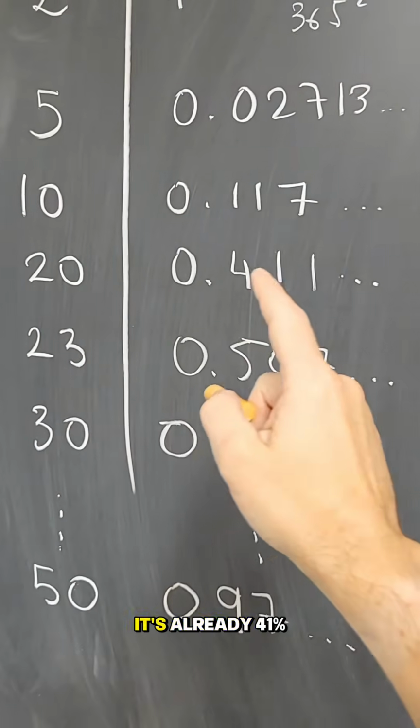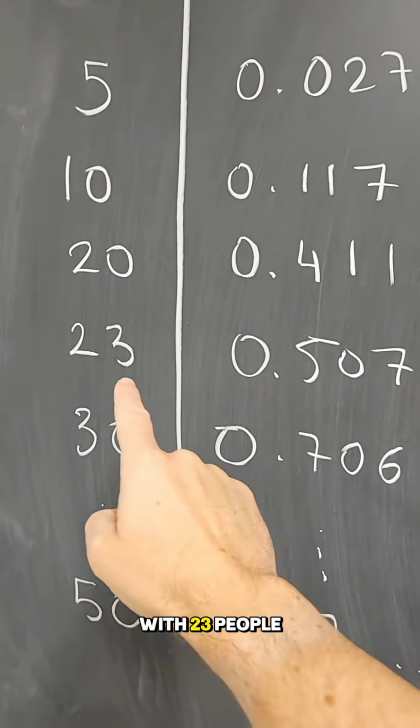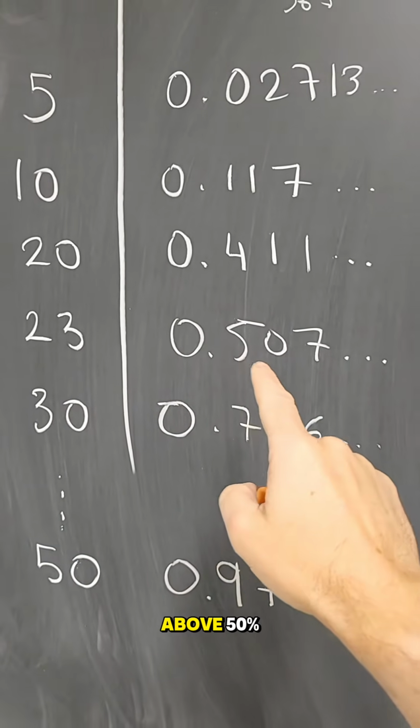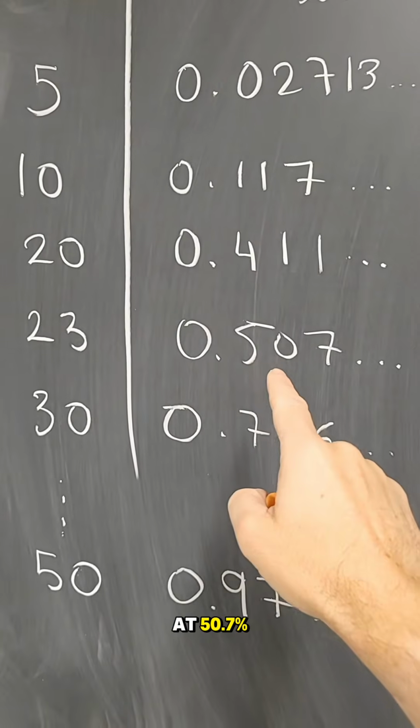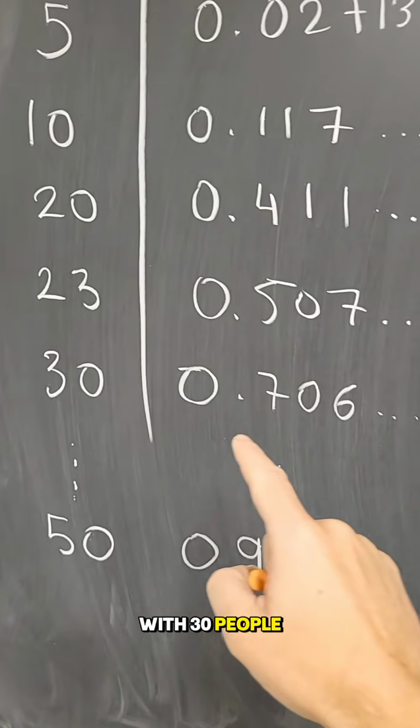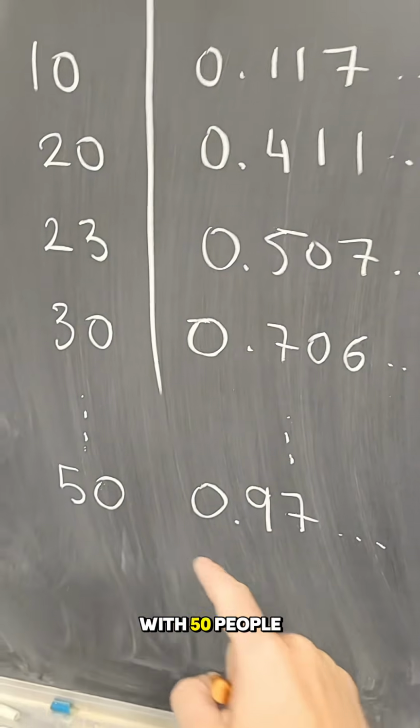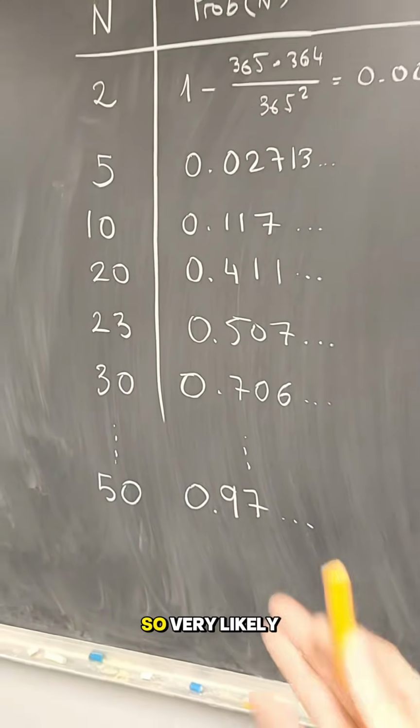With 20 people, it's already 41%. With 23 people, is the first time that it goes above 50%. So it's already at 50.7%. With 30 people, it's already 70%. With 50 people, it's at 97%. So very likely.